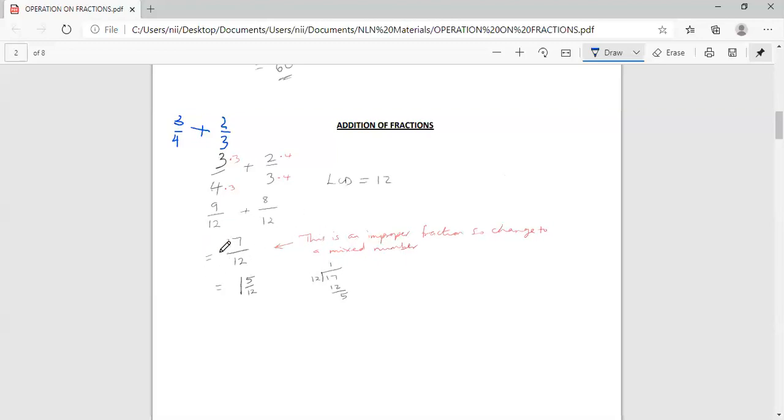So we can change this to a mixed number. How do you do that? You have to divide 12 into 17, right? So 12 into 17, you get 1, remainder 5. So you write the 5 out of 12 parts. So it's one whole number, 5 out of 12 parts, right? So this is how you deal with fractions when you are adding them.